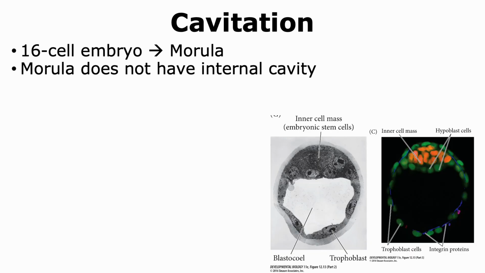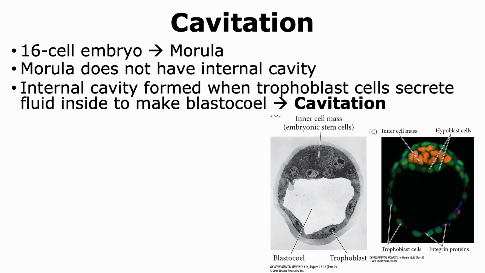Now let us look at the process of cavitation. The 16-cell embryo is called a morula, and the morula does not have an internal cavity. However, as development progresses, an internal cavity is formed, and that is formed when the trophoblast cells secrete fluid inside to make a blastocoel. And this process of forming that internal cavity is called cavitation. Now, in the figure that is shown in the blue box, we can see the actual cavity that is present in the embryo, and this cavity is basically the blastocoel.